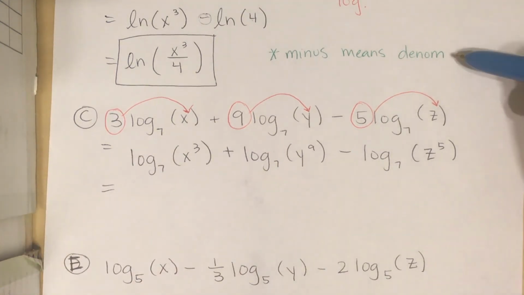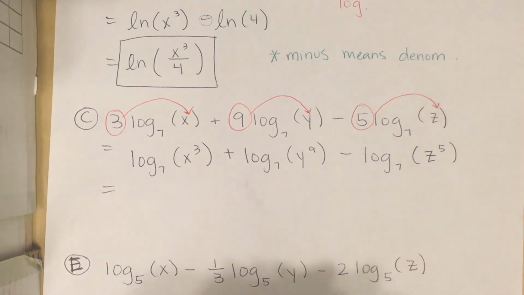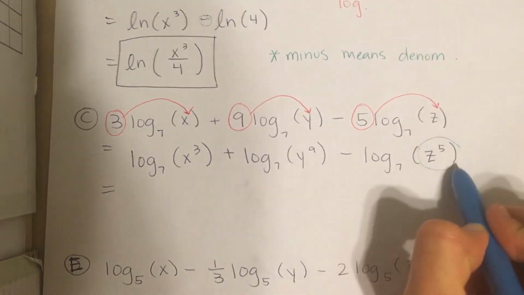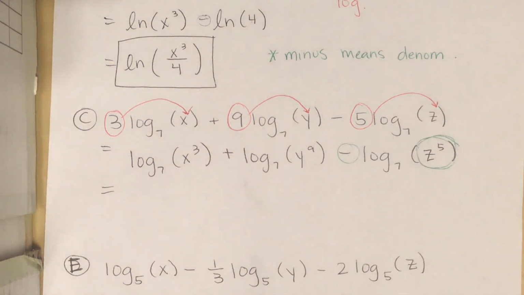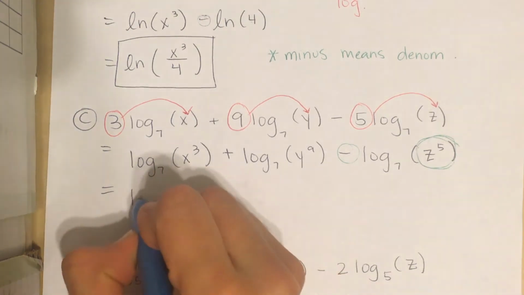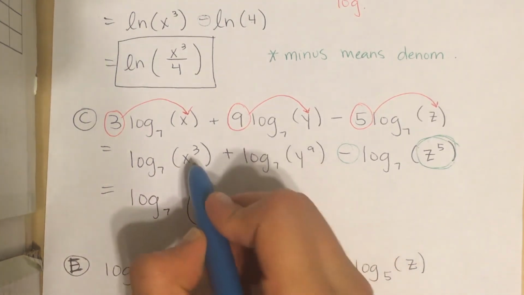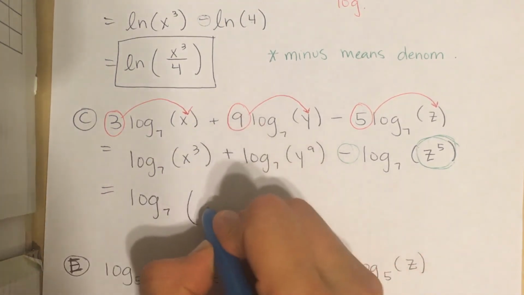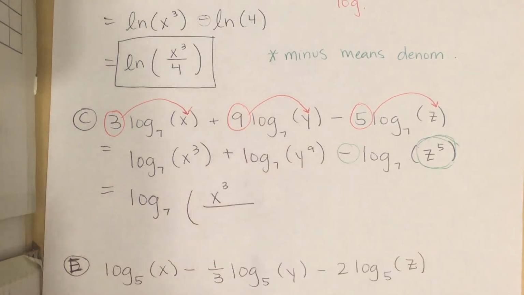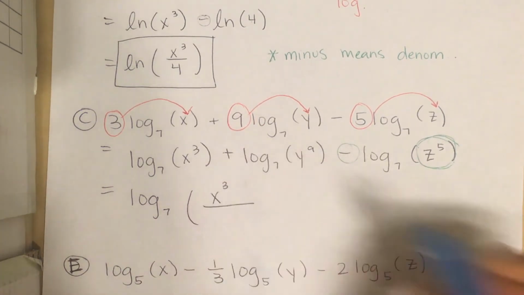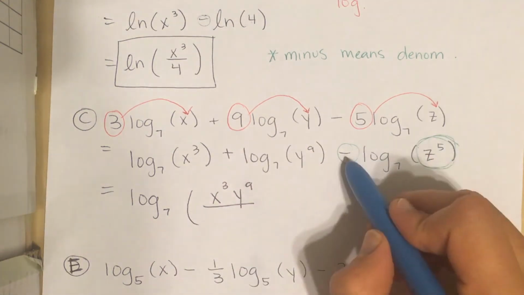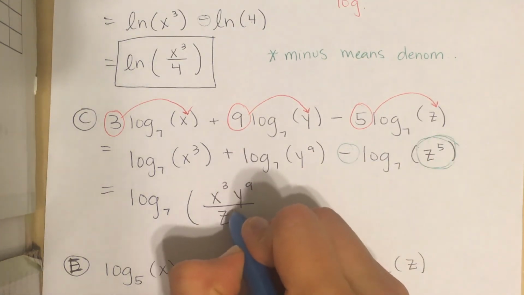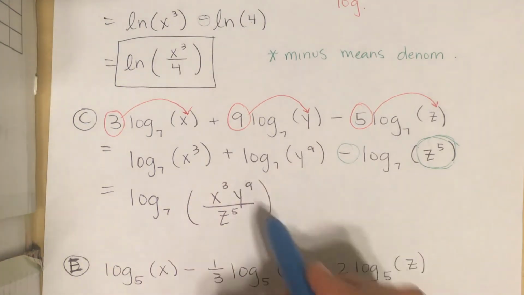You just have to remember minus means denominator. So this piece here has a minus in front of it, so it is going in the denominator. Everything else stays on top of your fraction. Log base 7, the x cubed, there's not a minus sign in front, so x cubed stays on top. Y to the 9th, there's not a minus sign in front, so y to the 9th stays on top. Z to the 5th, there is a minus sign on top, so it goes in the denominator.